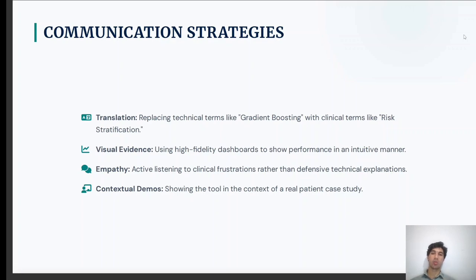So we need to omit any vocabulary of data scientists and AI engineers and make sure that it is friendly with clinical terms. Next is the visual evidence. We need to use dashboards to show performance in an intuitive manner, and we also need to have empathy, to actually listen to clinicians' frustrations rather than give defensive technical explanations. So that is a core factor and very important to overcome these communication barriers. And last but not least, we have contextual demos to show the tools in the context of real patient case studies.